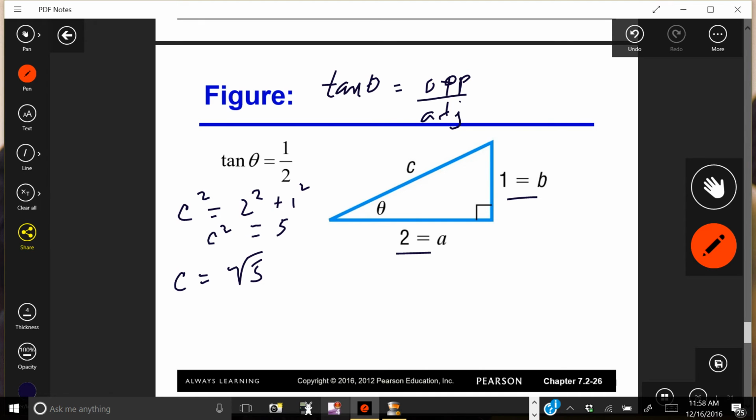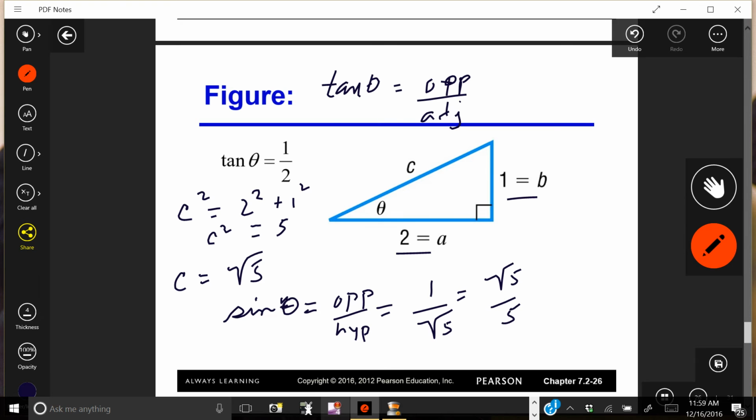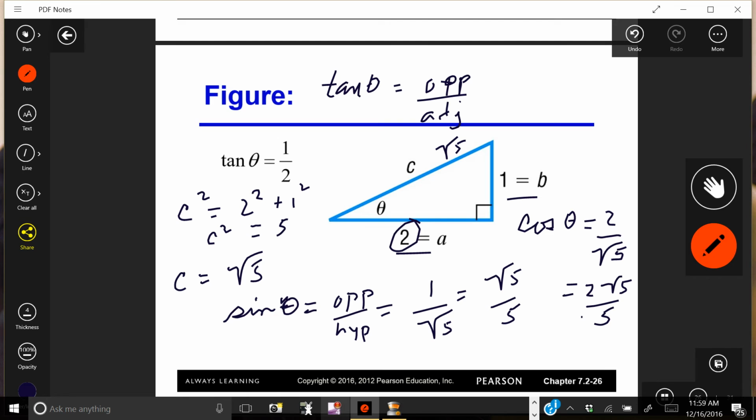So let's just do a couple of these. Sine of theta would be opposite over the hypotenuse, equals 1 divided by c, which is the square root of 5, which equals the square root of 5 over 5. And the cosine of theta would be adjacent over the hypotenuse, which is 2 divided by the square root of 5, equals 2 square roots of 5 over 5. And I'll just leave it to you to write down the cotangent and the cosecant and the secant.